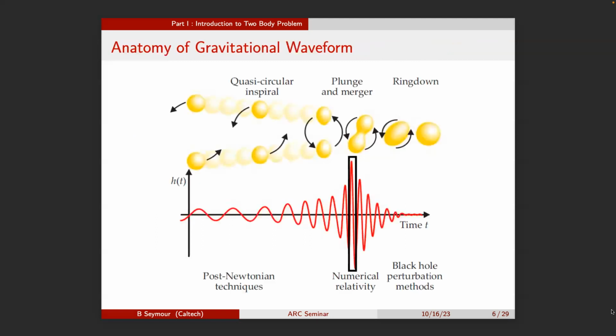Obviously, this is what the waveform looks like. You have the inspiral that's quasi-circular. Then there's a plunge, which I will discuss later, and also the merger, and then the ringdown. I'm only going to be talking about the first half, no ringdown.